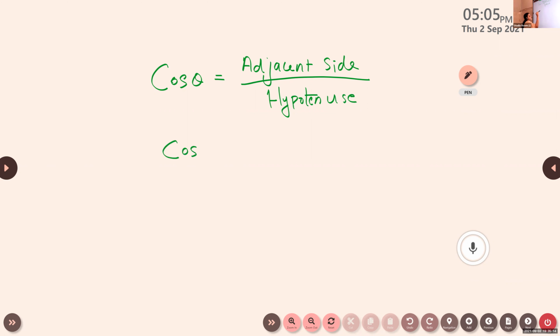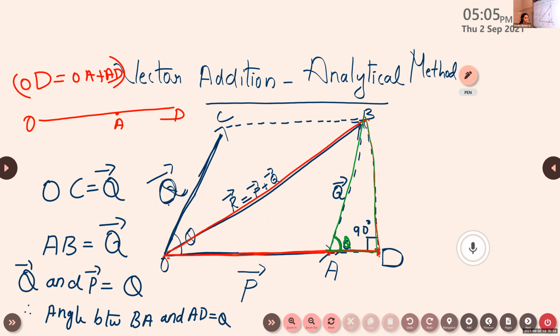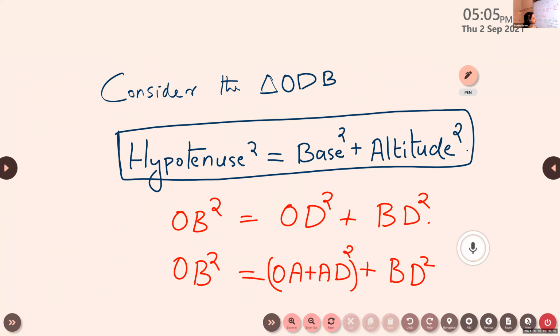Or cos theta is equal to adjacent side, which is AD. From the figure it is clear that the adjacent side is AD. And what about the hypotenuse? The hypotenuse of this triangle ABD is AB.